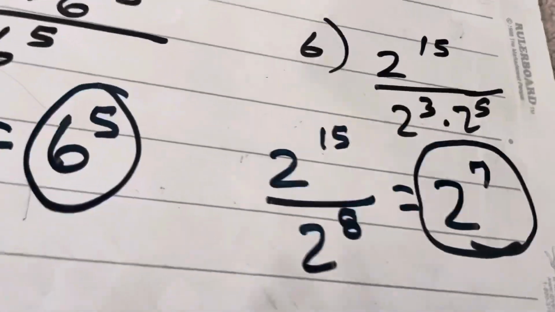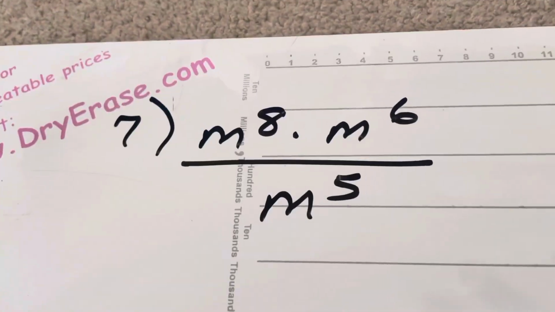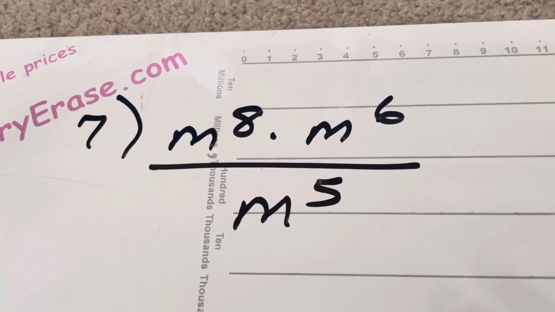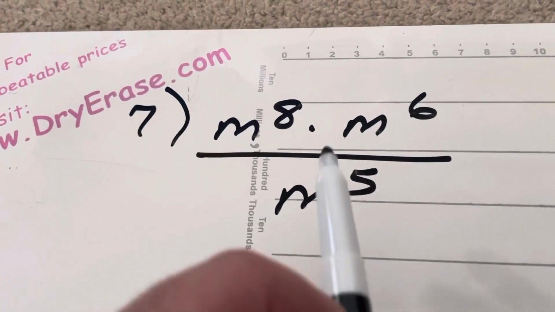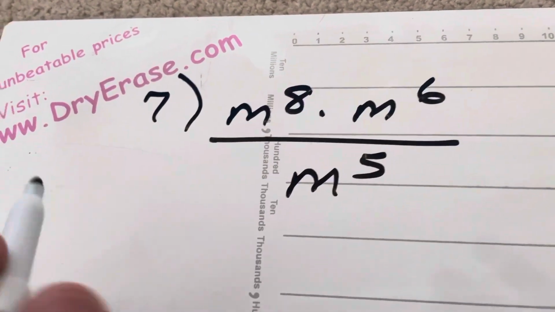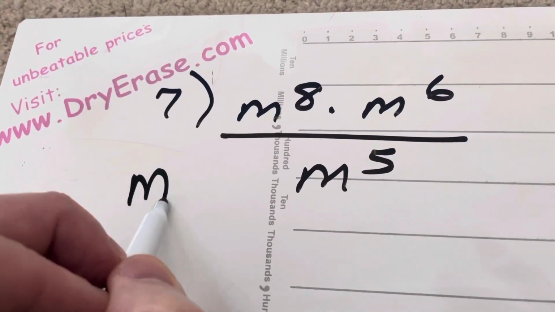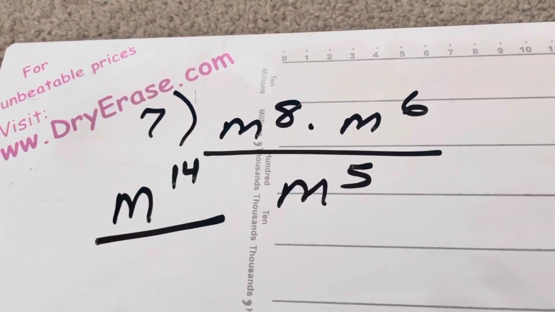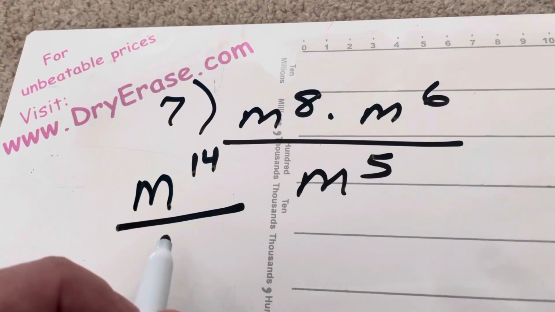All right, moving right along. m to the power of 8 times m to the power of 6 being divided by m to the power of 5. Well, 8 and 6 make 14. So this starts by being m to the power of 14. I'm dividing that then by m to the power of 5.